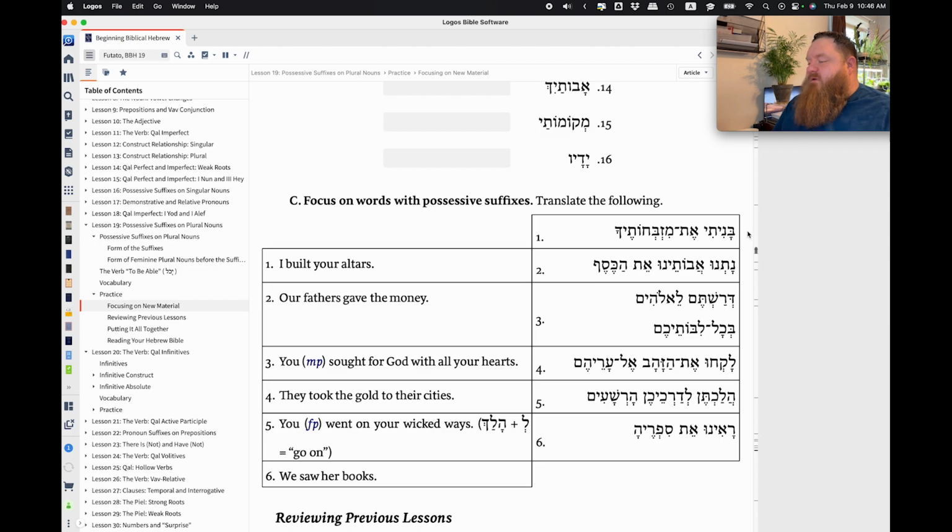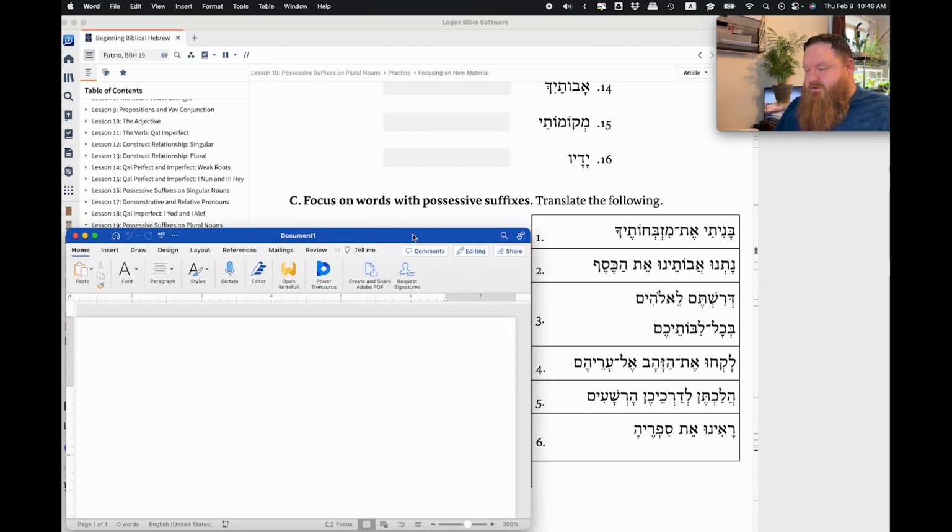All right, so we've got built, someone built, and we know that that someone is 1CS. So in English, we have to supply a subject. So we would supply the subject pronoun I in English. I built. What did I build? Et mizbechotecha. That's a long Hebrew word. But we've got mizbechot, which comes from mizbeach. Mizbeach is altar. So these are altars, and they are your, you, singular, masculine singular, 2ms. Your altars. I built your altars, and I just realized that I've uncovered the answer. So, I built your altars.